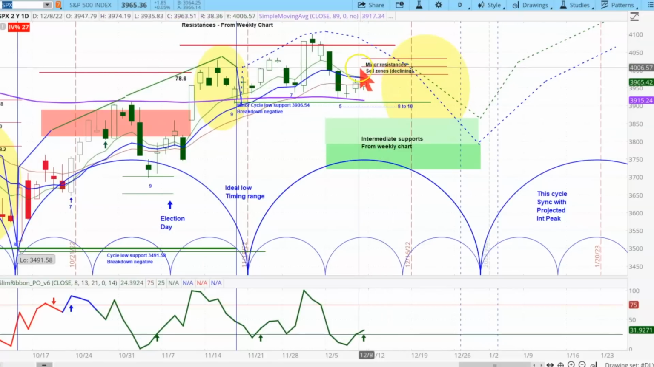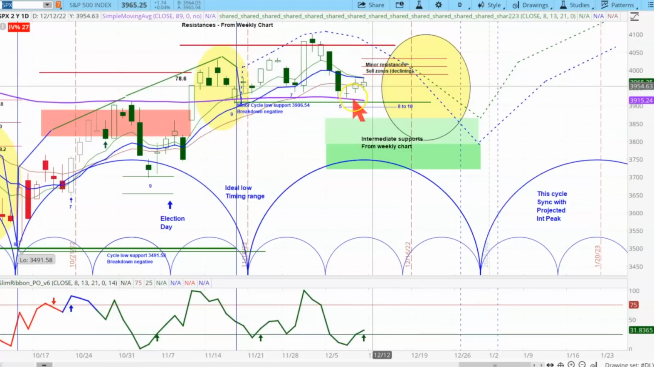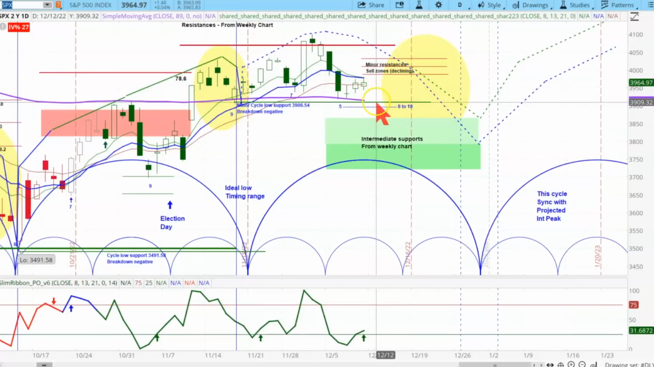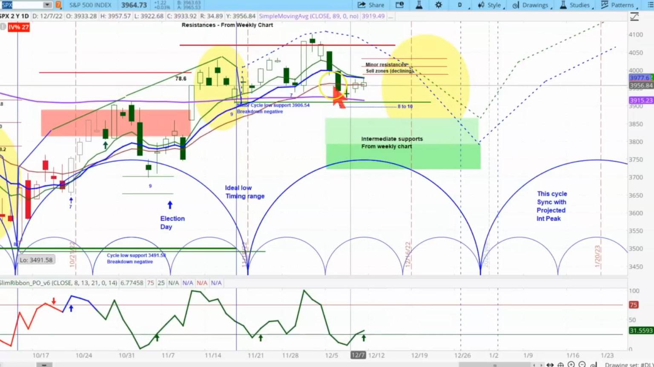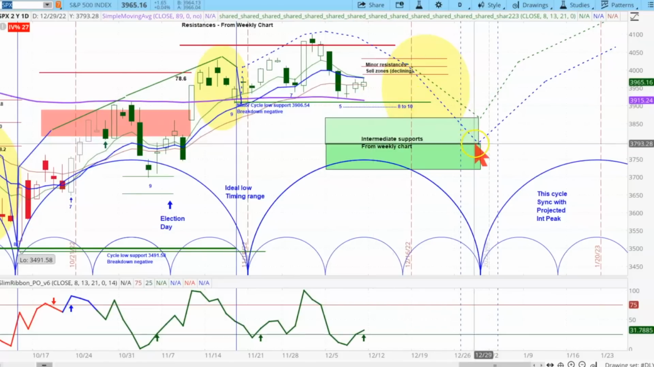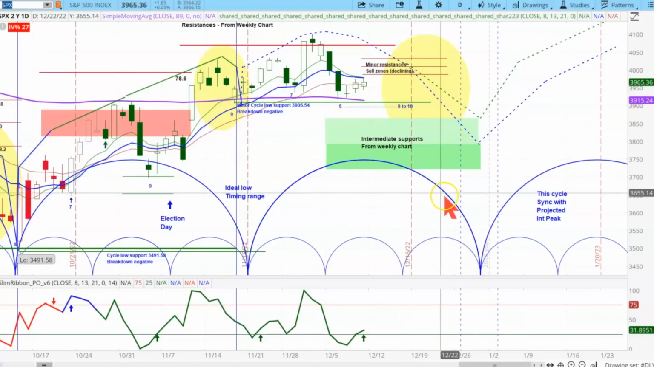Here are your resistances and sell zones right in here, and they're declining because this was declining. So we see a failure coming in here either today on Friday or into Monday or Tuesday, and then the market trying to rally again. But because of this formation, we are looking for a further decline, which comes out to the end of the year, where these cycles come down and nest.